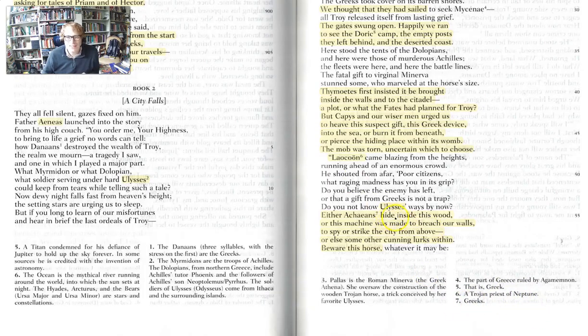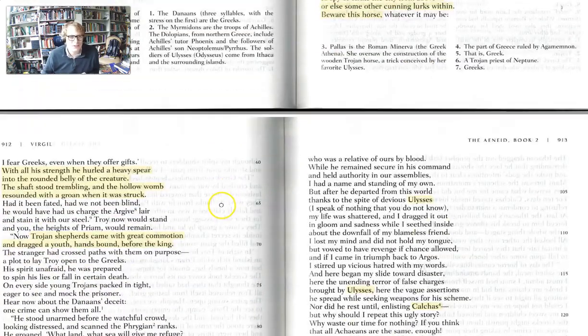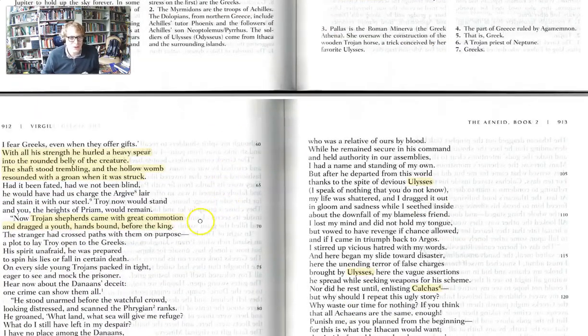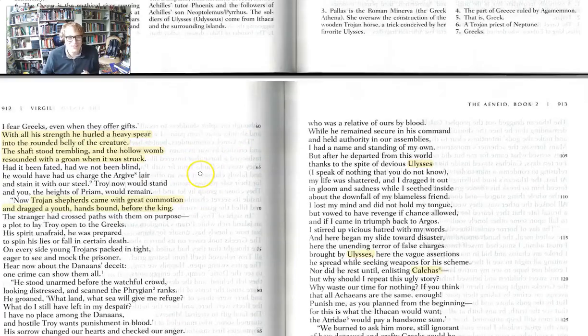So he comes out and he says, "Don't you know Ulysses' ways by now? Ulysses is evil, right? Either Achaeans, which is a word for Greeks, hide inside this wood, which is actually what's happening, or this machine was made to breach our walls, to spy or strike the city from above, or some other cunning lurks within. Beware this horse," right? But unfortunately, the Trojans are not going to believe him. They're not going to take his warning seriously.